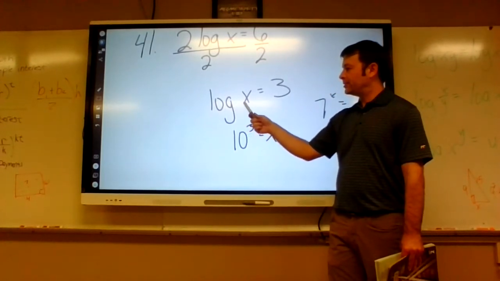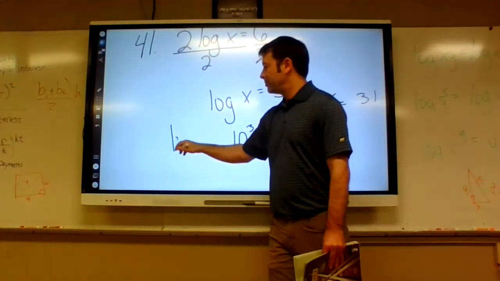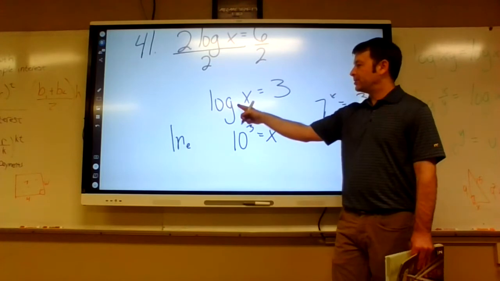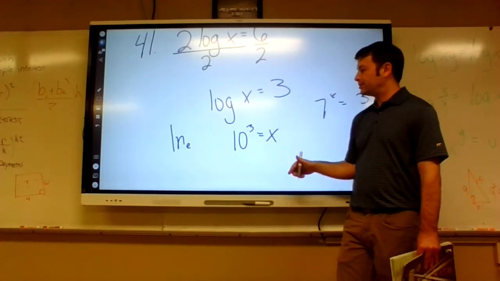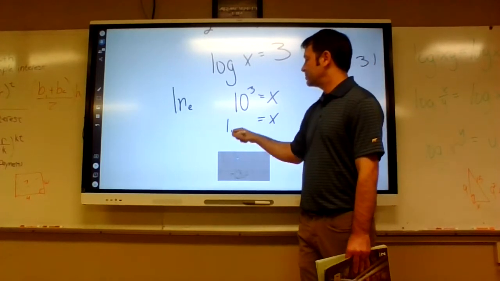Remember, if there's no base right here, there's an invisible 10. On natural log, there's an invisible e. Anyway, 10 to the third equals x. What is 10 to the third? 1,000.